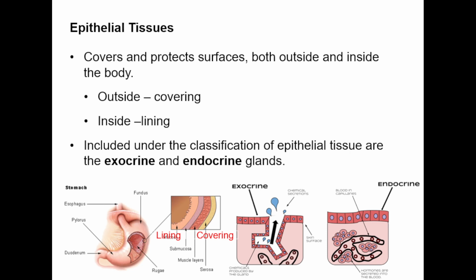Yeah. Aside from covering and protection, our epithelial tissues are also the building blocks of our glands. And what are glands? Glands are secretory organs that produce different types of substances. And there are two types of glands, your exocrine and your endocrine. So later on, towards the latter part of the discussion, we will be talking about glands also.